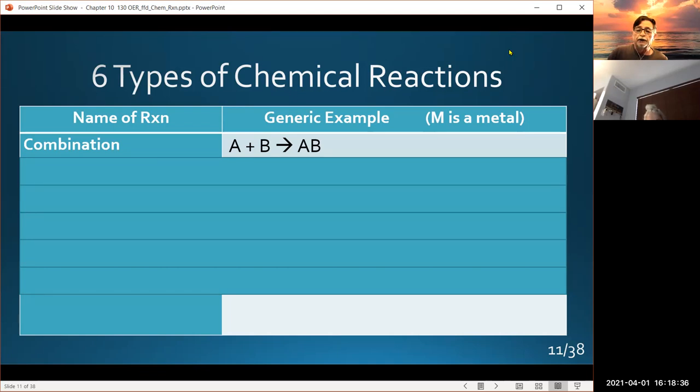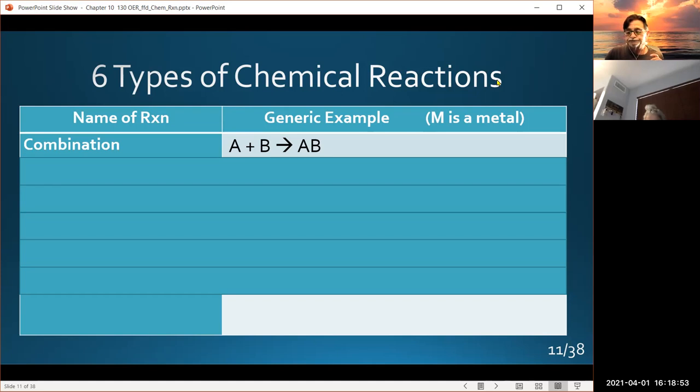So there are 6 types of chemical reactions that we're going to talk about. And that's it. All the chemistry is out there. These are the most common types of chemical reactions. Okay, rehash it a little bit.